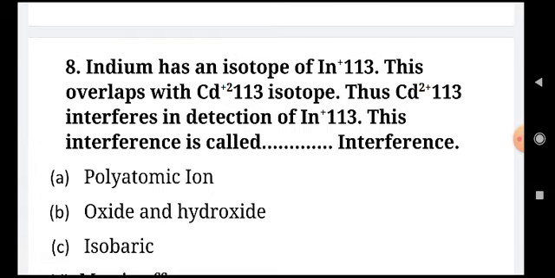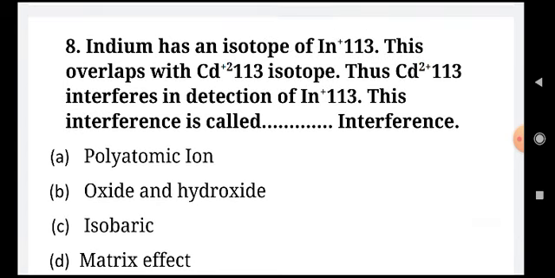Now you can see that both cadmium and indium have got mass number of 113, but they are different elements, so they are isobars. So the interference is not polyatomic ion, it is not oxide hydroxide ion, it is not matrix effect, it is isobaric interference. Cadmium 113 and indium 113 both are isobars.